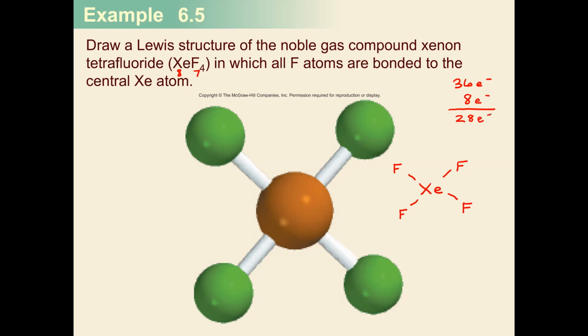The fluorines will get theirs first, so let us go and put our lone pairs on the fluorines. Remember that lone pairs must be dots, do not draw lines. So now you can see that I have gone and used 24 of my 28 valence electrons. This means that I must place the final 4 electrons on my xenon. So our xenon here is going to have 4 bonding pairs, a pair of electrons going to each one of the fluorines, but then it also has 2 lone pairs.